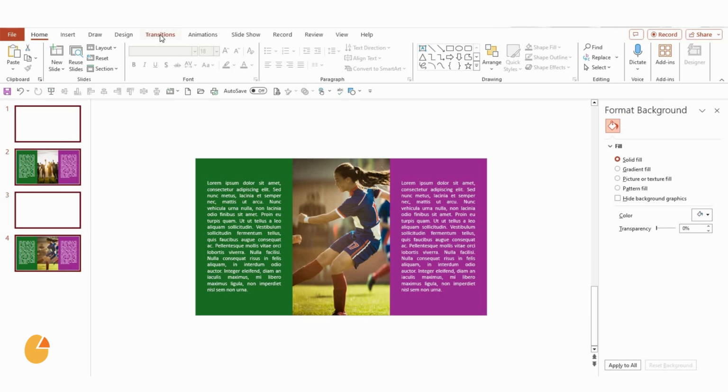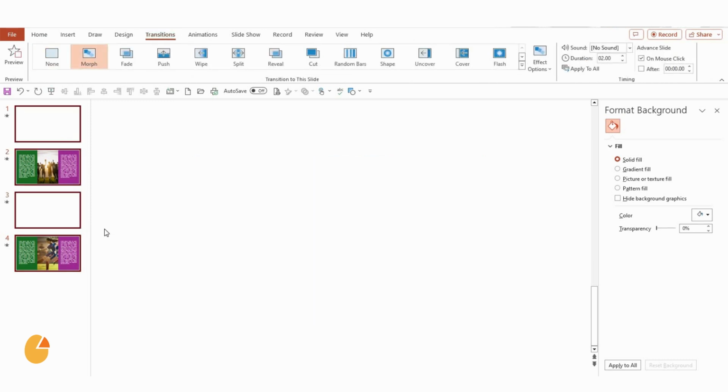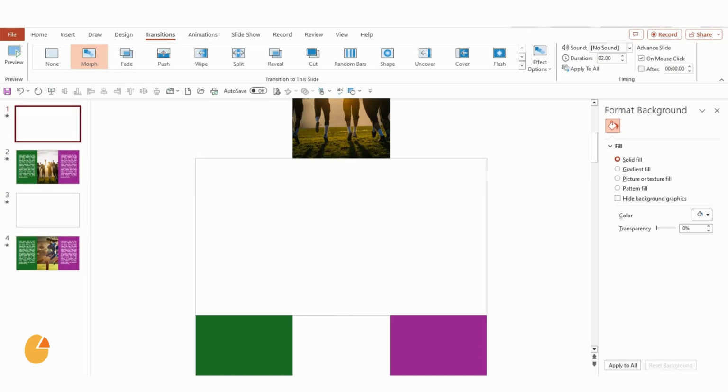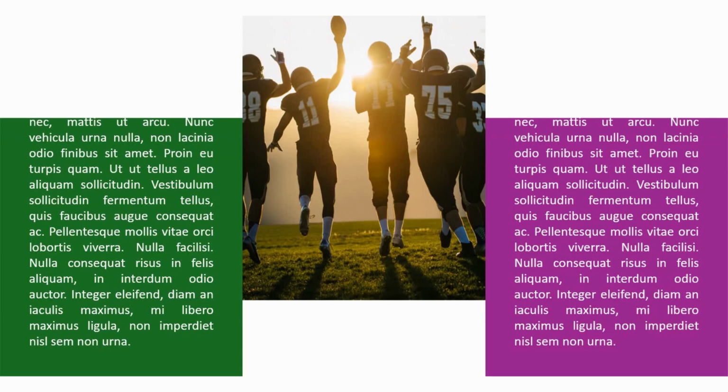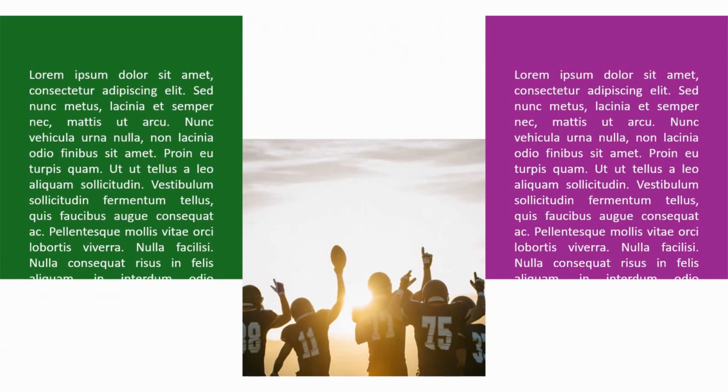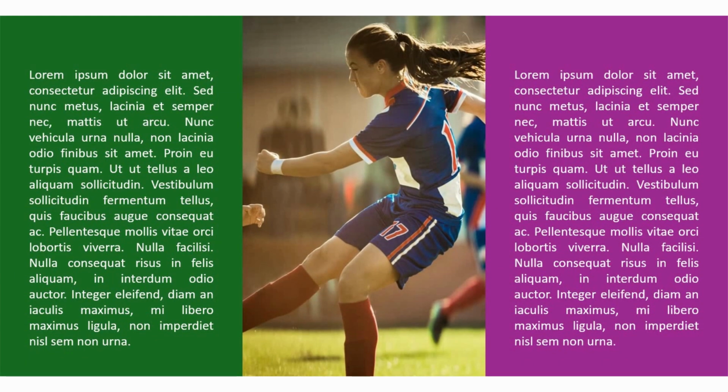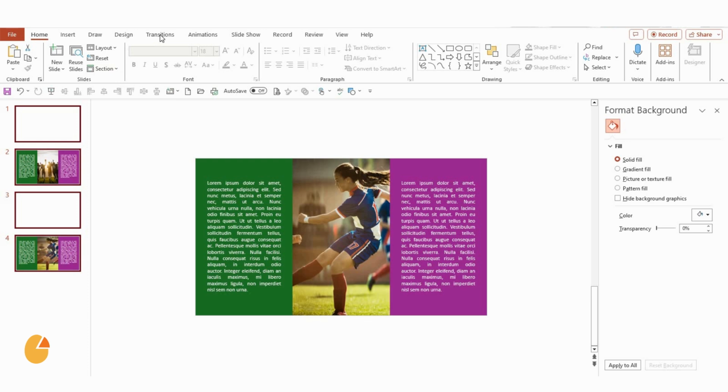Next, head over to the Transitions tab to add the finishing touch. Finally, preview your animation in Presenter View to see the seamless effect in action. And that's it. Creating a vertical morph transition effect in PowerPoint is that simple.